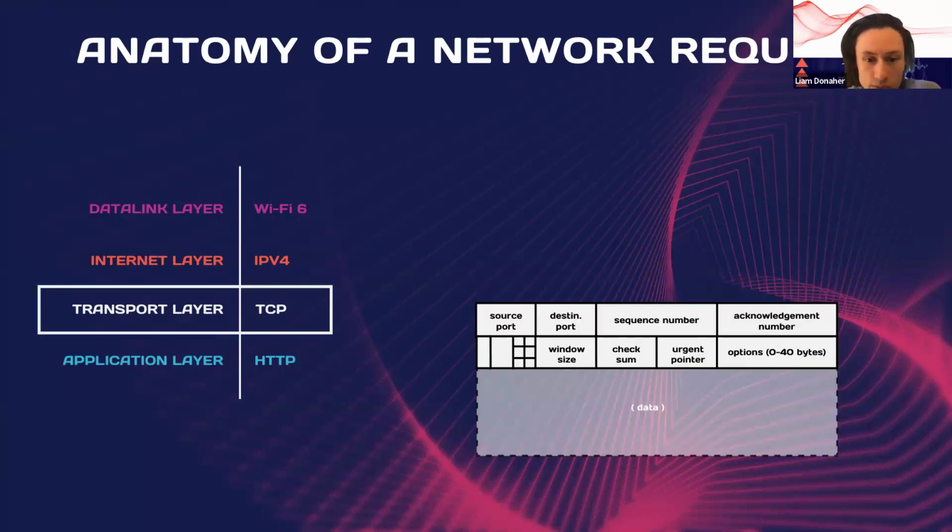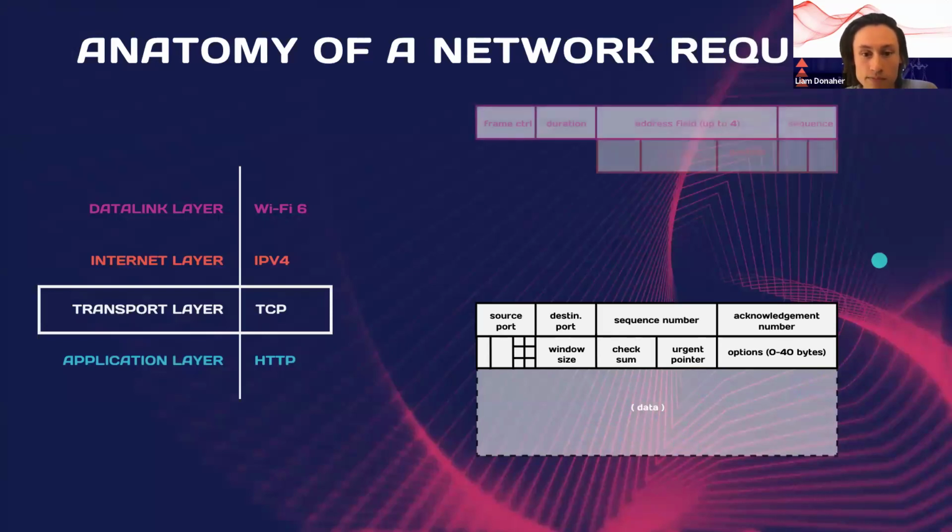So next, the transport layer. This is the TCP protocol. You can see some of these are individual bits. This is a single bit. These flags do certain things. And this is added onto the data here, which is the application layer.